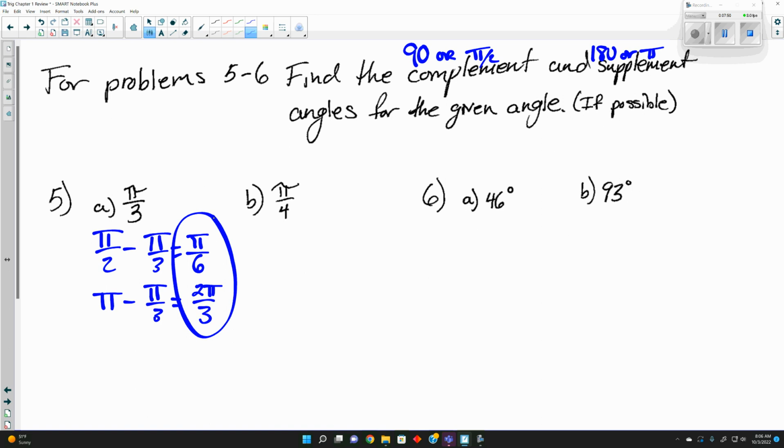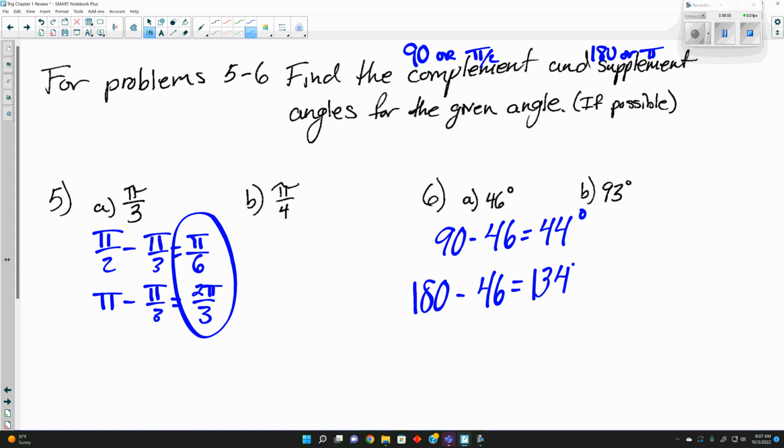I mean, with angles, it's the same thing. So for the complement, we're going to subtract 90 from it. And for the supplement, we're going to subtract 180. 45, which would just give us 44 and 134 degrees.